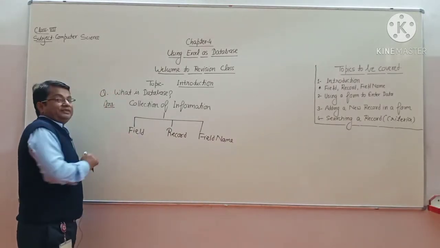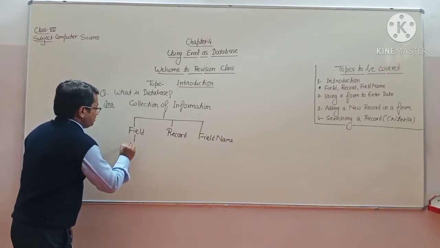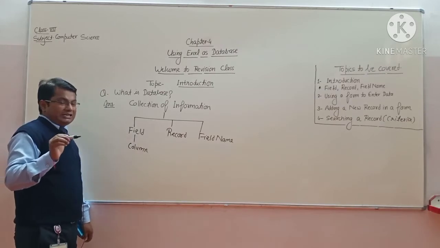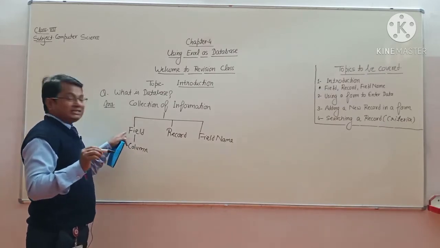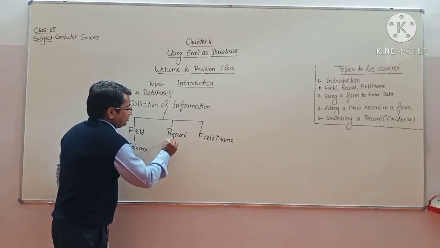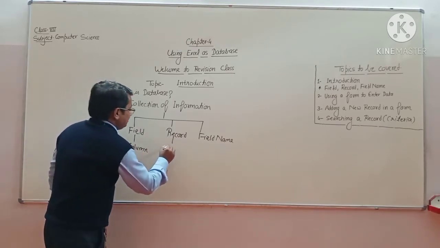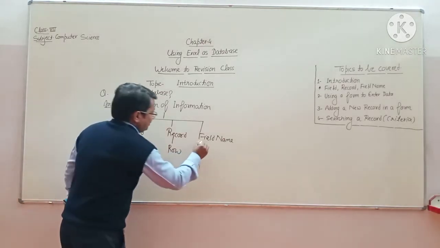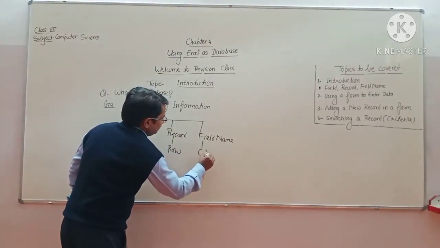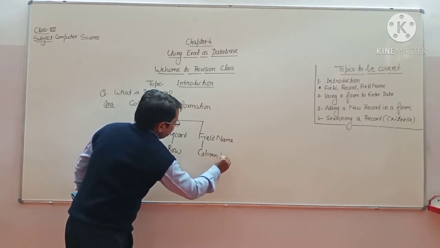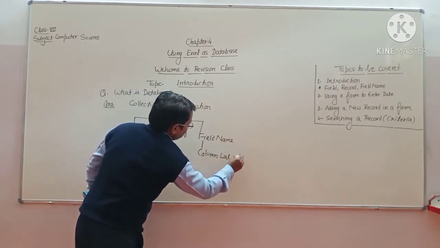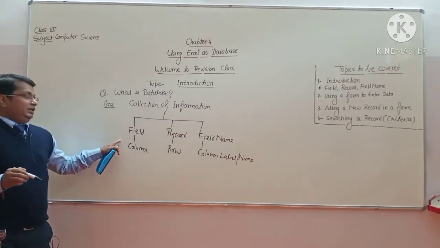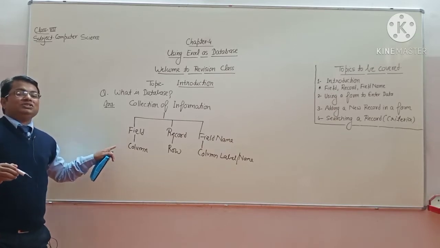So what is field? Field is nothing but the columns you are using in a particular table; those columns are known as fields. Now, what is record? Record is the row, and field name is the name of a column, the column label.